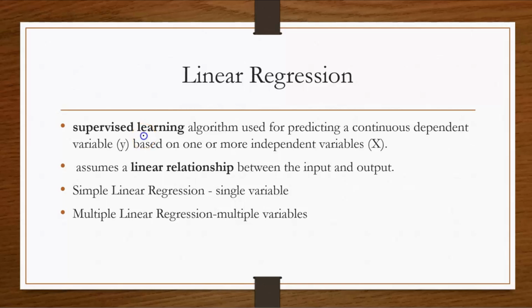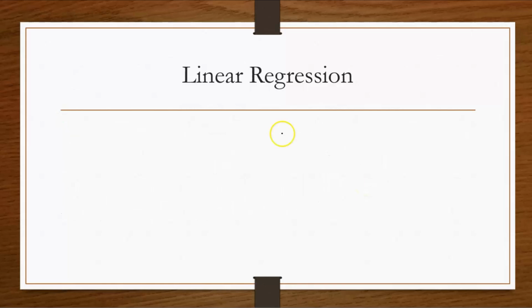Linear regression is a supervised learning algorithm used for predicting a continuous dependent variable y based on one or more independent variables. Okay, and in linear regression, we are assuming a linear relationship between input and output. That is, input x1, x2, etc., all the independent variables, and the output y have a linear relationship. So we can see that in detail.